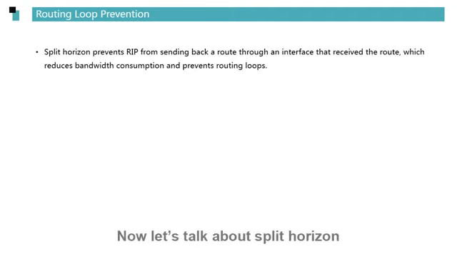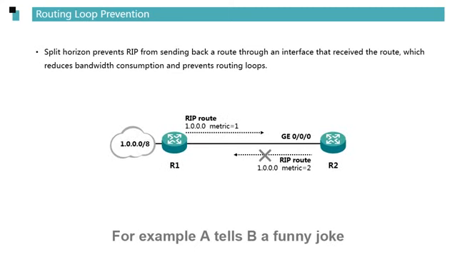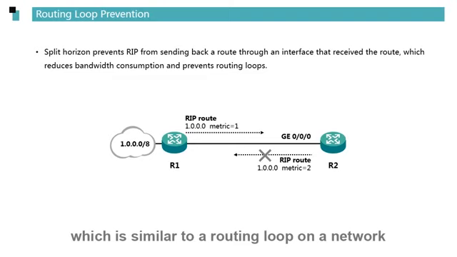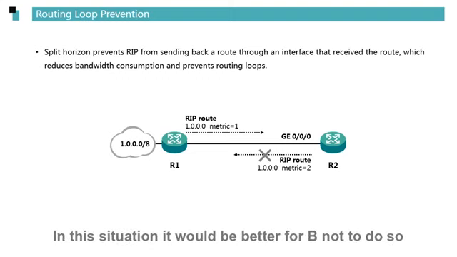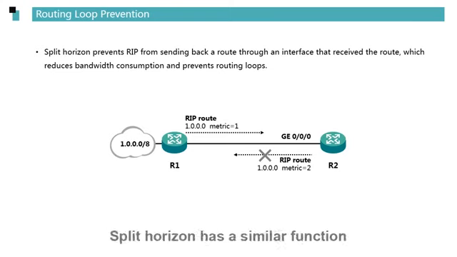Now let's talk about split horizon. For example, A tells B a funny joke. If B tells the joke back, which is similar to a routing loop on the network, it will be extremely weird and awkward. In this situation, it would be better for B not to do so. Split horizon has a similar function.